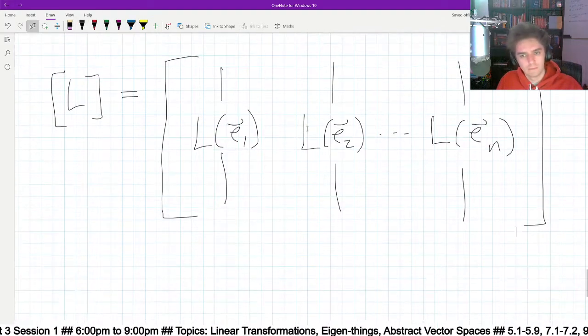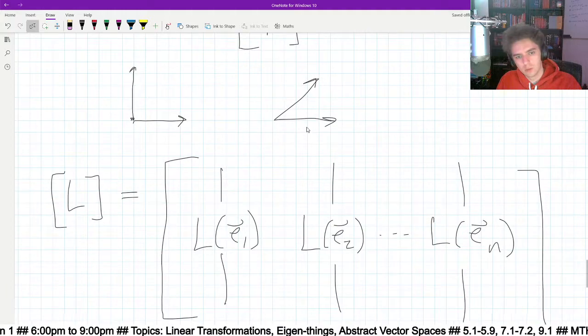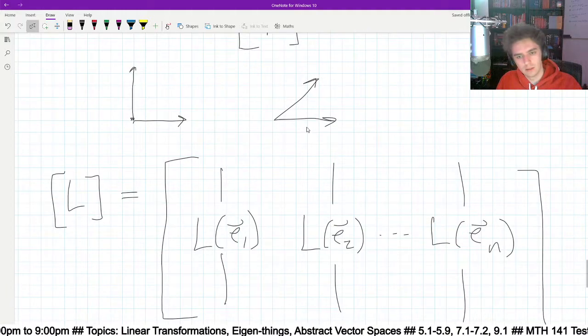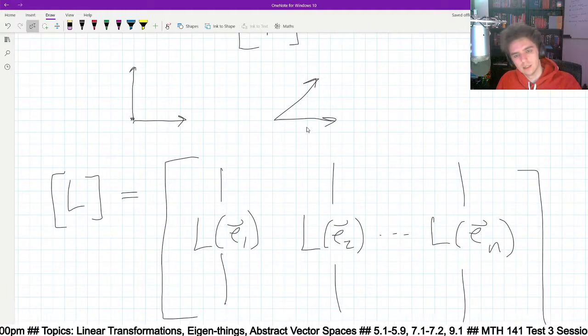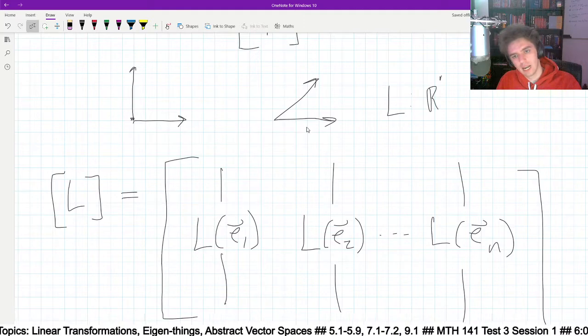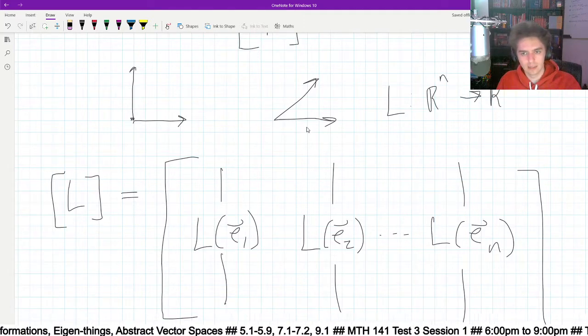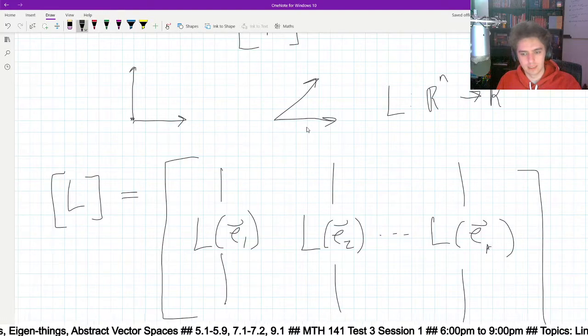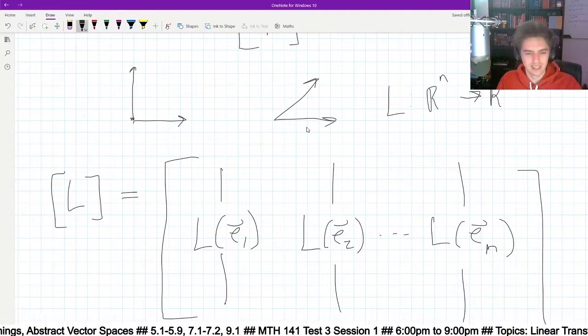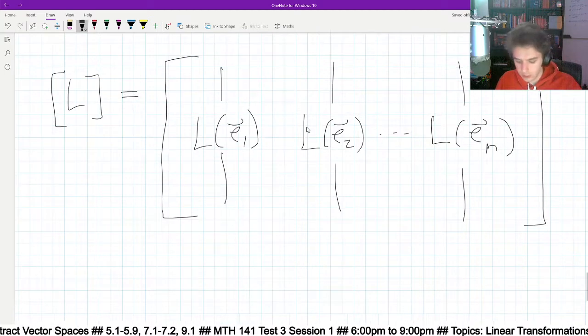Times X, yeah. So we're going from the standard basis... oh, that actually makes sense. Never mind. Yeah. So L is defined from Rn to Rm. Right. So this n is how many standard basis vectors you have to apply. So let's do an example of that.